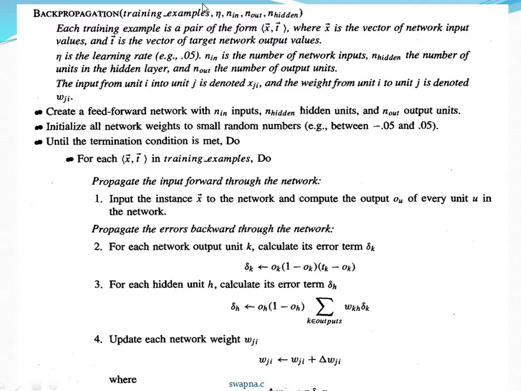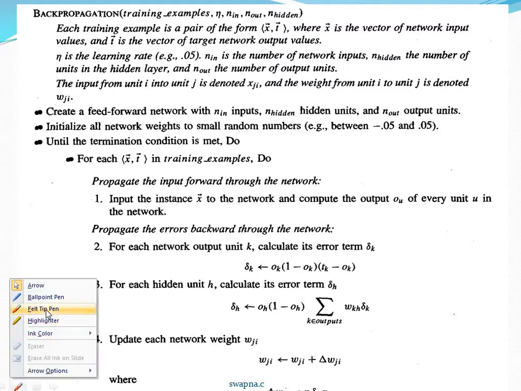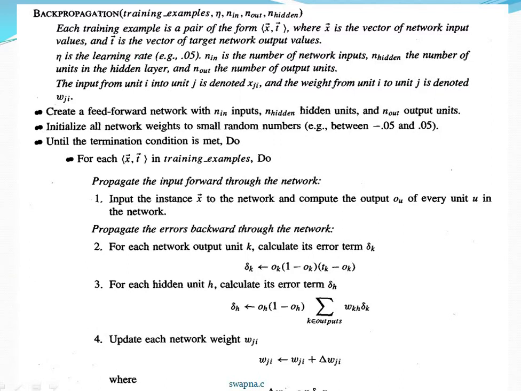For this, the input is training examples, and eta is the learning rate parameter, and the remaining are the particular neuron output, the particular neuron input, and how many hidden neurons there are. Each training example is a pair of input signals and the target desired output that we already know. X is the vector of network input values, and T is the vector of target network output values. Eta is the learning rate, which we already know, and its initial value is 0.05.